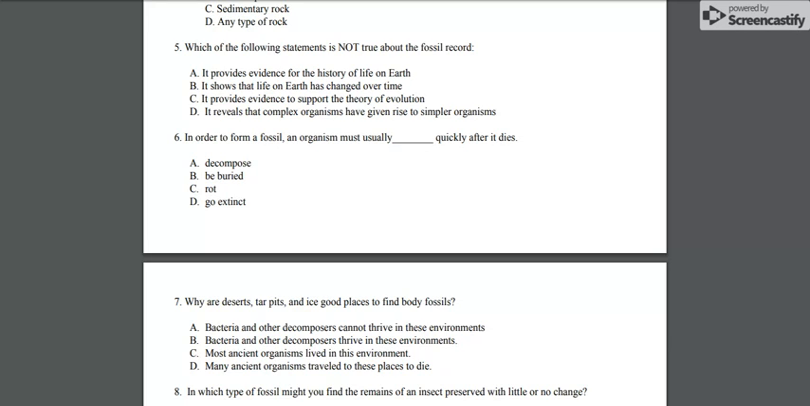Number 6, in order to form a fossil, an organism must usually do what quickly after it dies? A, decompose. B, be buried. C, rot. D, go extinct.